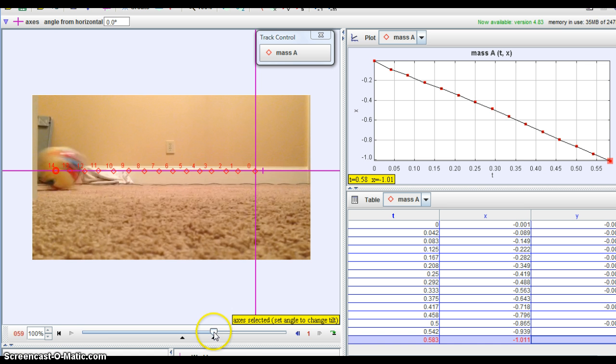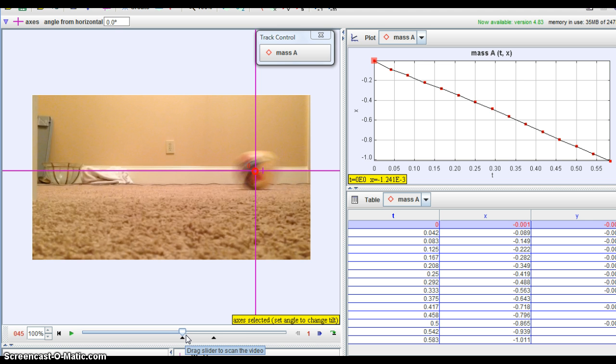Using Tracker, I analyzed the ball's travel as it moved from right to left. The coordinate system is oriented such that upwards is the positive y direction, downwards is the negative y direction, to the left is the negative x direction, and to the right is the positive x direction. Because the ball travels in the negative x direction, the positions recorded in Tracker as well as the velocity of the ball are recorded as negative values.